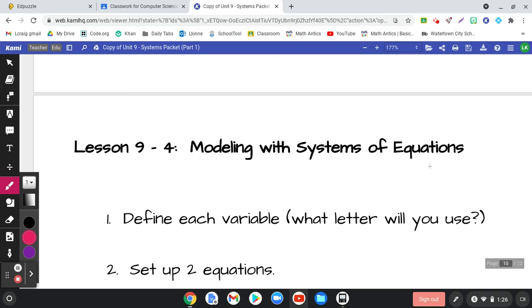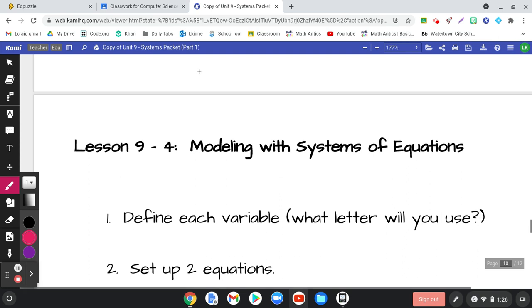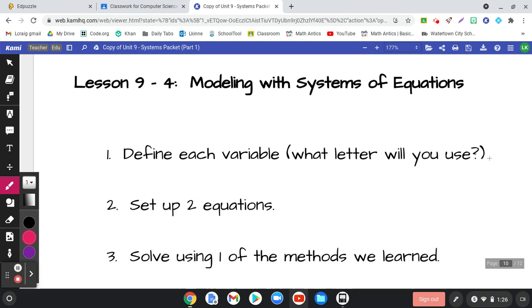Hey guys, so this is our very last lesson with systems of equations, which is our last unit this year as well. You'll see a couple other little videos that I'll post next week just to look at some topics that will be helpful for you moving forward. But today we're just going to focus on this.